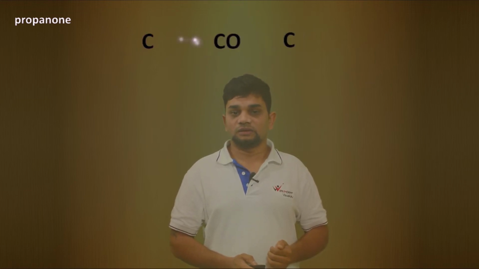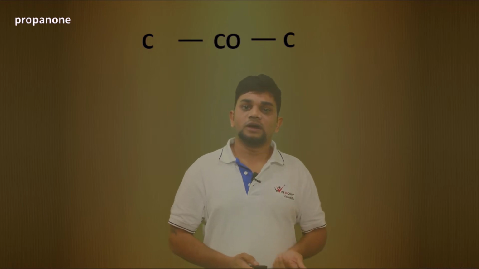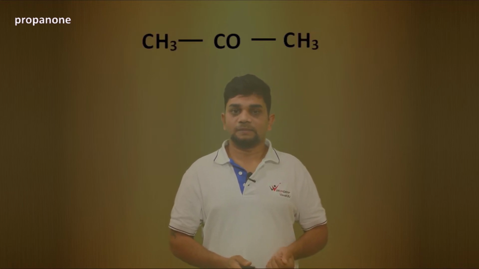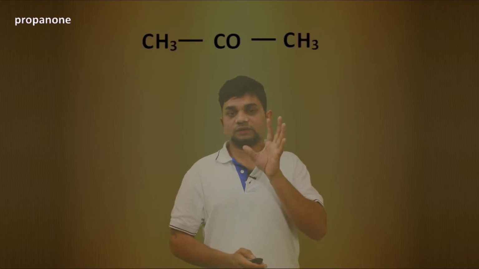Next one, propanone. Propanone is also very easy. First you need to draw the structure of propanone. There are 3 carbon atoms, that is propanone, right? 3 carbon atoms and one is with CO. CO is the functional group here. So it is C, CO, C. Single bond. Now we are filling hydrogen, CH3, CH3. This is the structure.